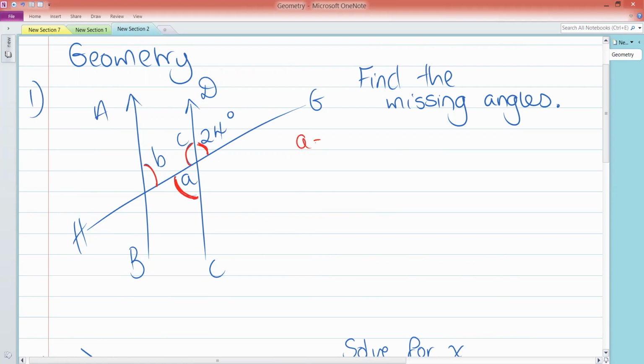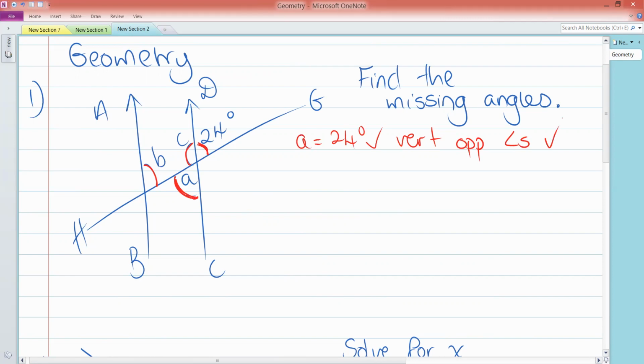Okay, so to work out A, look at where A is, and this is 24. What would A be equal to? A would be 24 because it's vertically opposite angles. Well done. So 24, you get a mark for that, and then vert opp angles, that's your reason.